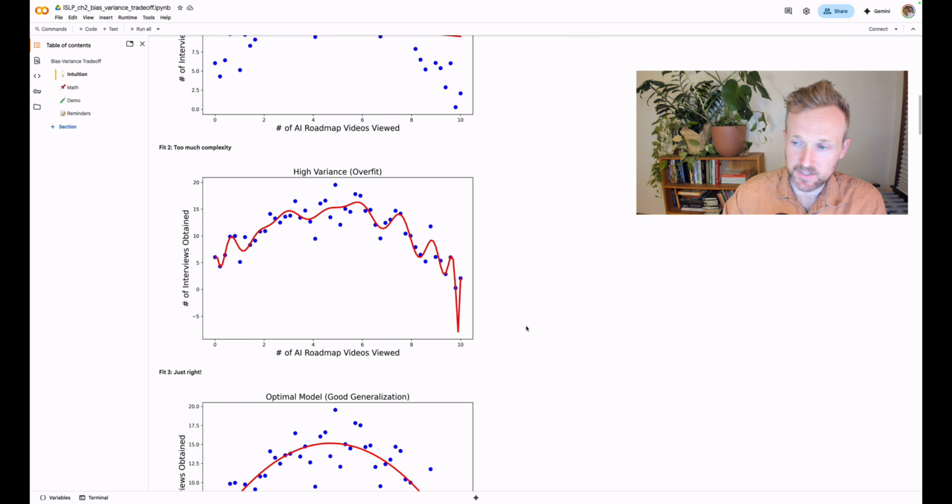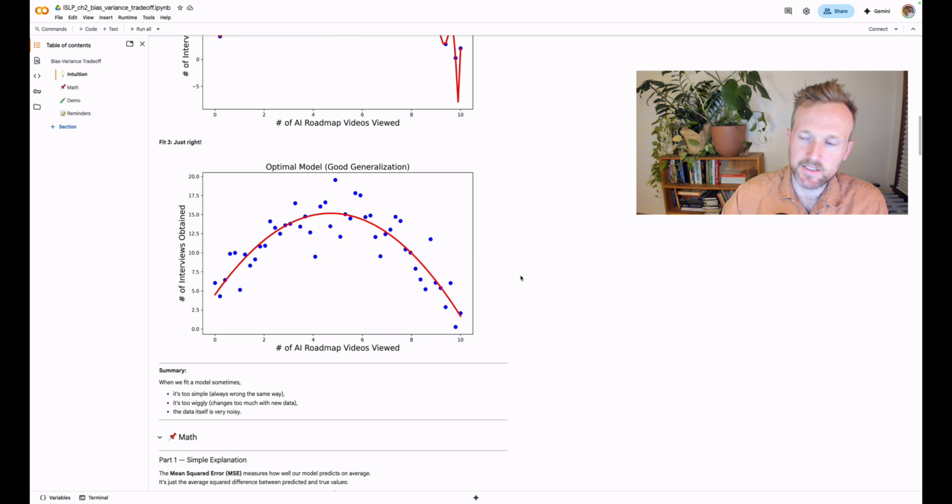Then let's say you go to a very complex model, a high order polynomial that you're fitting to this. You're going to get this wiggle, right? And we can just intuitively see that the line is overreacting to the data, right? And that's just the signature of a high variance fit or model. And then this is that Goldilocks zone, right? Where we have good generalization.